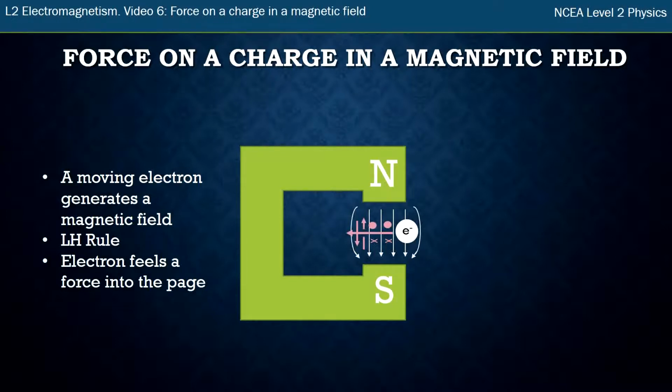This is the same process as with the wire, but we're just doing it for a single electron. So that's a bit counterintuitive, right? Instead of being attracted towards the north or attracted towards the south, it goes into the page.